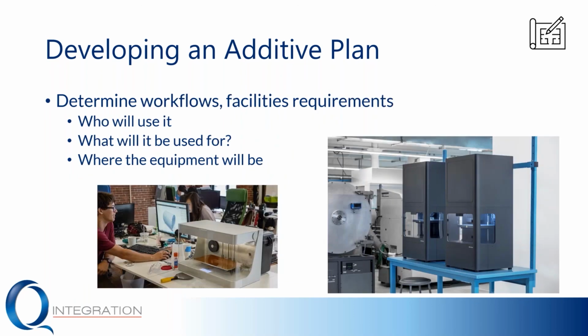Additionally, after you've chosen some technology and some applications, you want to determine some workflows and facilities requirements. You're going to determine who will use it, what it'll be used for, and where the equipment will be. So is this going to be used by the engineering staff and put at their desks and in their area, and everybody else is off limits? Is it going to be used by everyone in a central location, or, and this is especially true for larger industrial systems, is this going to be put out on the shop floor for the production staff only to use, and you're going to have to go through the production staff to get parts made? This really depends on your organization structure and some of your applications.